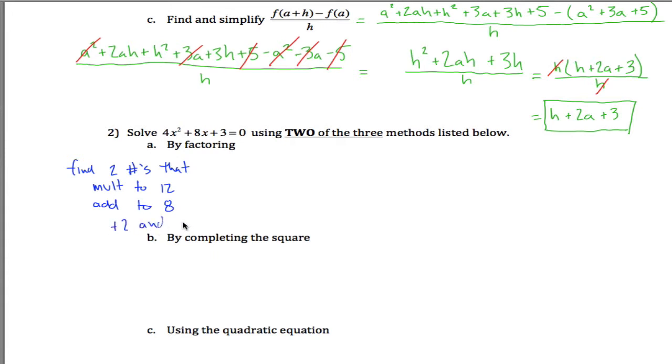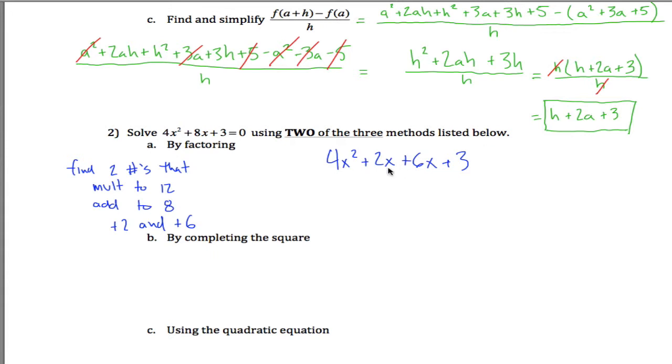And the numbers that do that are positive 2 and positive 6. 2 plus 6 is 8. 2 times 6 is 12. So what we do is we rewrite this thing as 4x squared plus 2x plus 6x plus 3. In other words, you replace 8x with 2x and 6x, like we did over here.